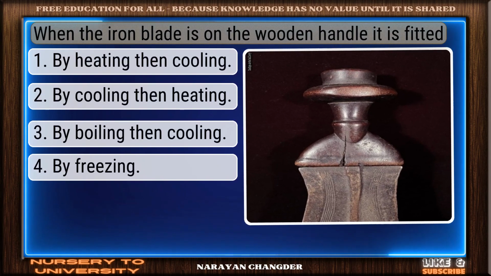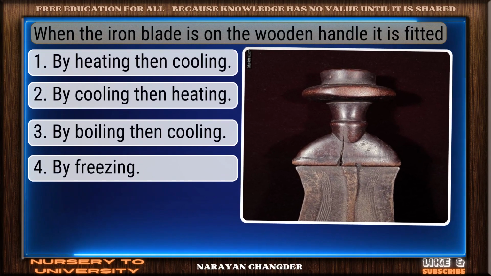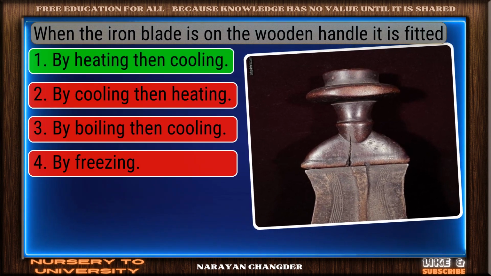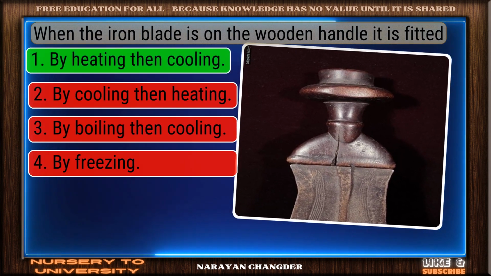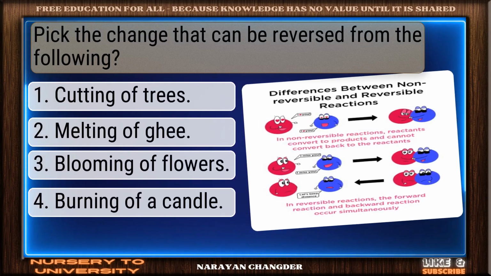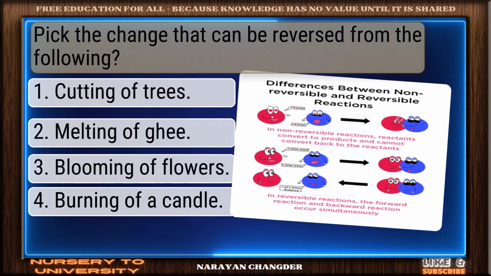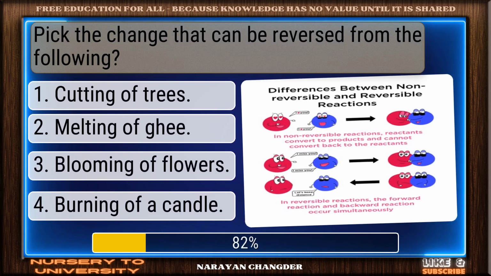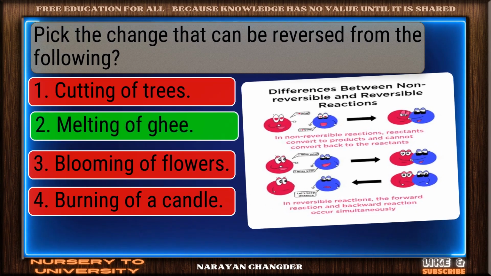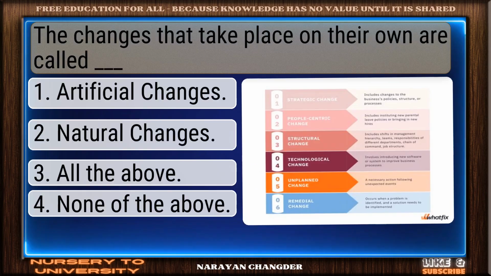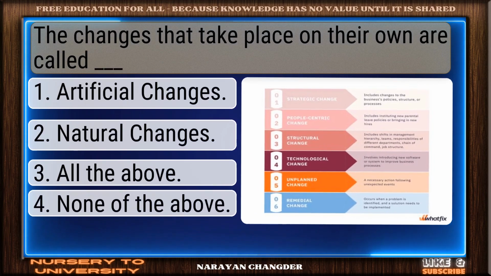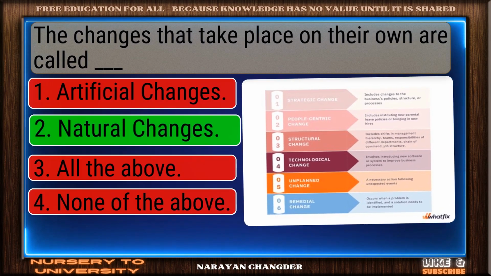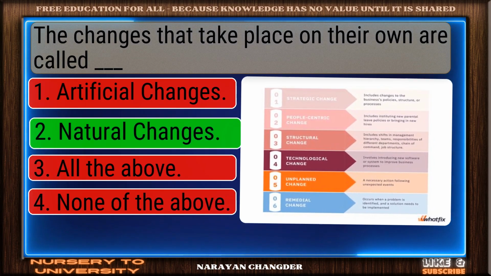When the iron blade is fitted on the wooden handle, it is fitted by. Exactly. By heating, then cooling makes sense, and it is right choice. Pick the change that can be reversed from the following. Great thinking. Melting of ghee is the right choice. The changes that take place on their own are called dash. Perfect. Natural changes is the correct choice.